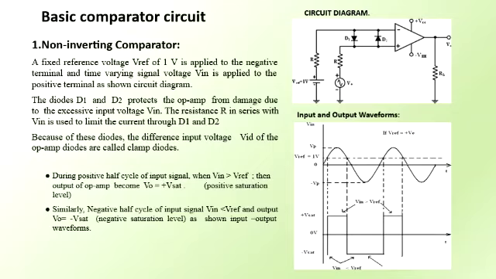Similarly, during the negative half cycle of the input signal, when Vin is less than V reference, the output of the op-amp is at the negative saturation level, called minus Vsat, as shown in the figure. We have already discussed this clearly for the case where the voltage V reference is positive.